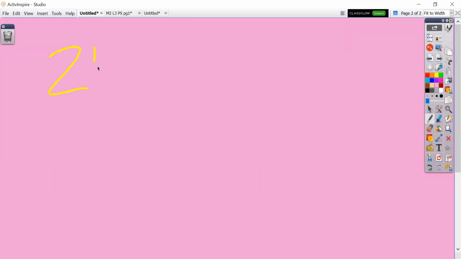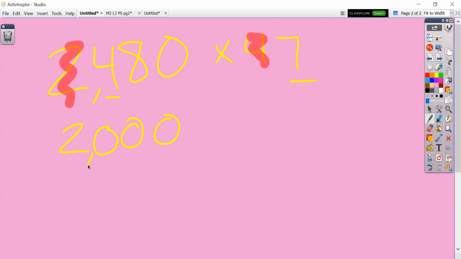All right, 2,480 times 47. Oops, I didn't actually want 47, but we're going to use it. I wanted 27. Oh well. 2,480. Okay, remember, we're highlighting the largest place values and we're rounding to those. Well, looking to the right of our place values, I can see 2,480 is rounding down, and I can see that 47 rounds up. Now I'm working on 2 times 5.